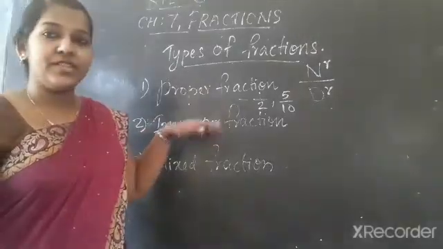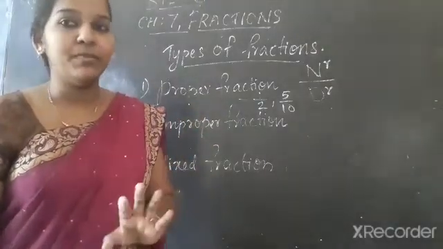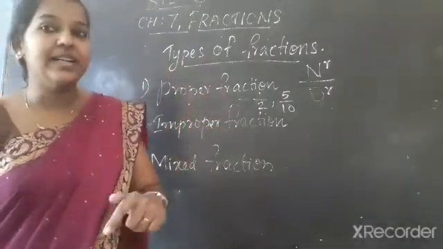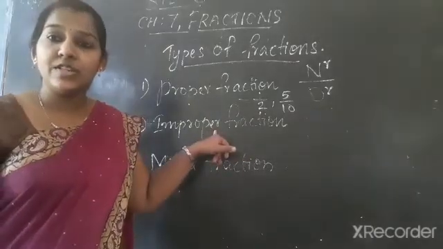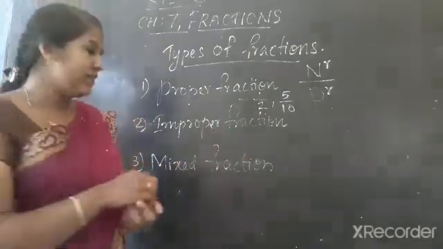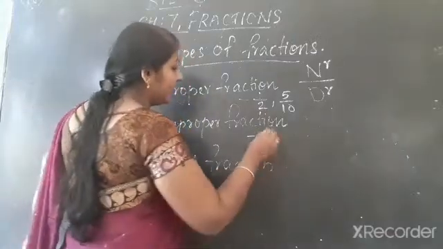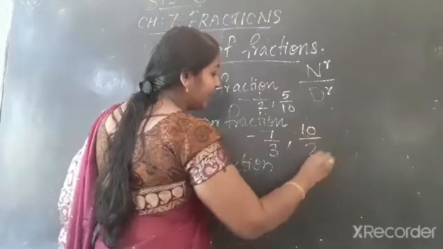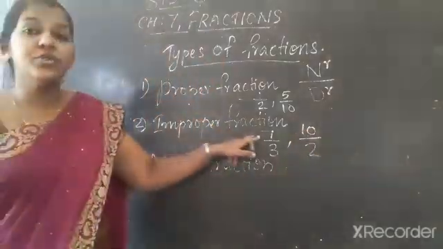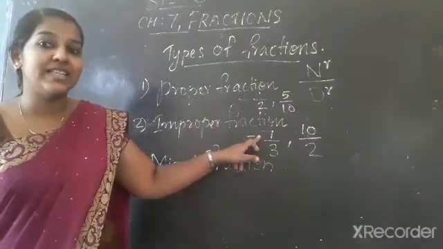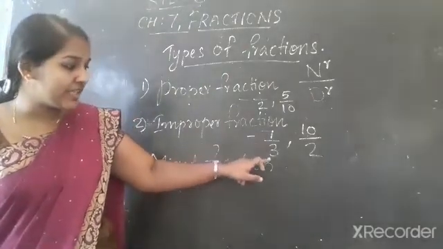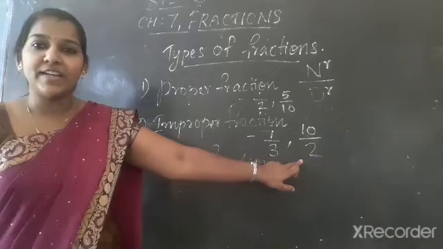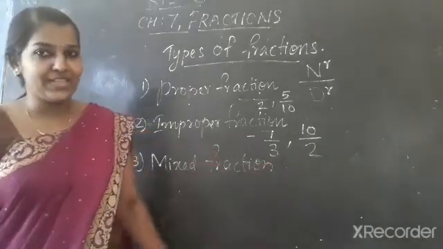Now, improper fraction. Just opposite of proper fraction is the improper fraction. That is, if the numerator is greater than the denominator, then that fraction is called an improper fraction. So, let's take the fractions 7 by 3 or 10 by 2. Look, children, here the numerators are greater than the denominators, isn't it? 7 is greater than 3 and 10 is greater than 2. So, these fractions are improper fractions.